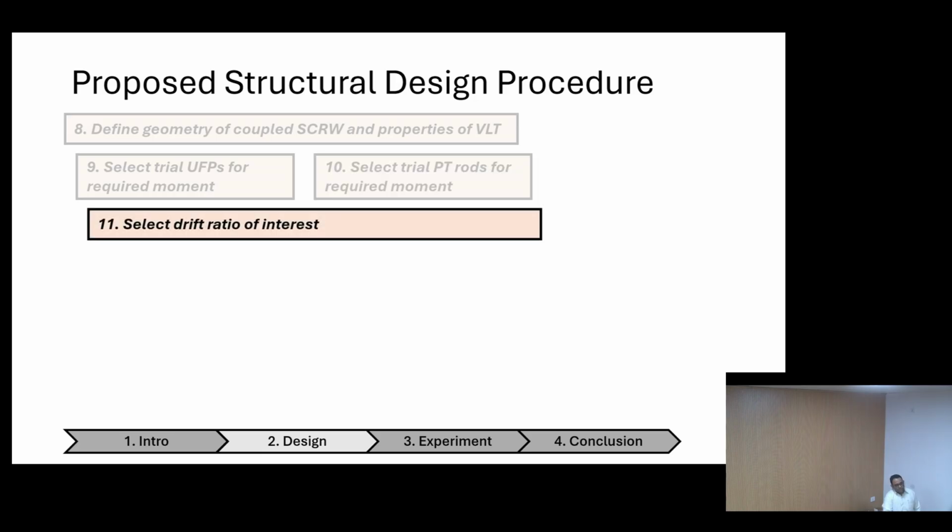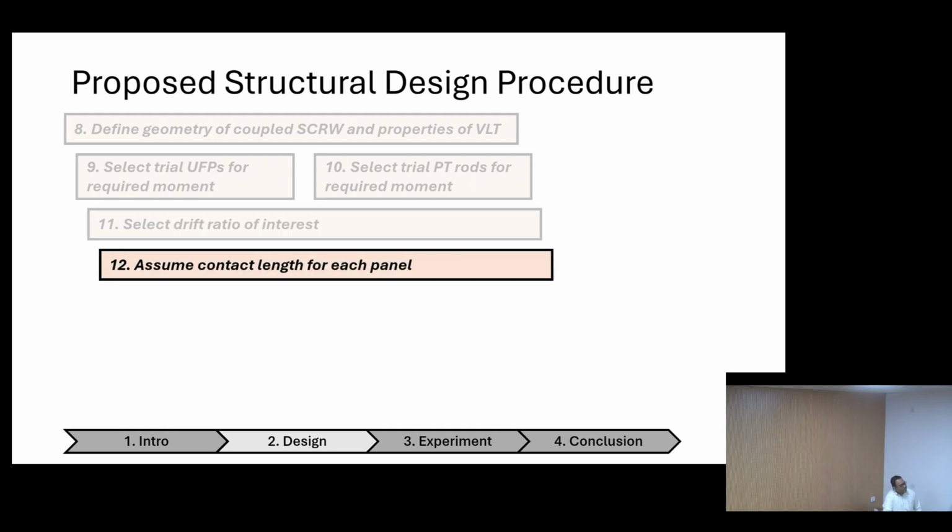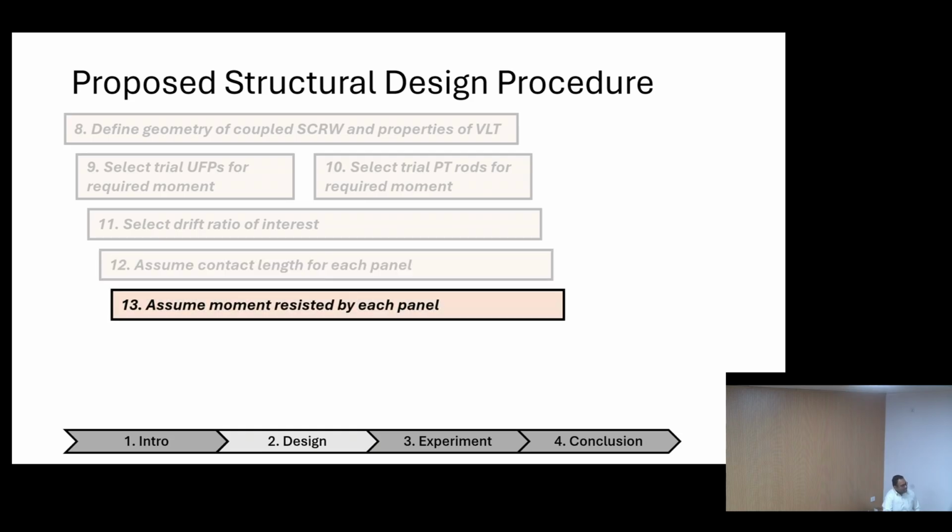Select the drift ratio of interest. So what is your drift ratio? 3% or 4% depending on your performance target. You assume a contact length for each panel. That will determine your compressive forces and help you with the force balance equation. Assume the moment resisted by each panel.